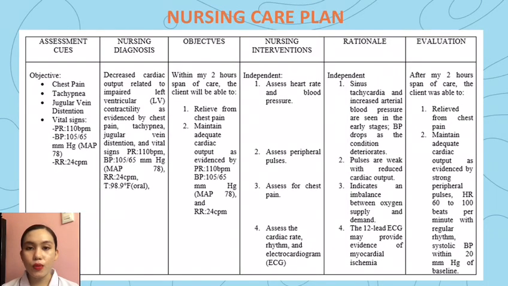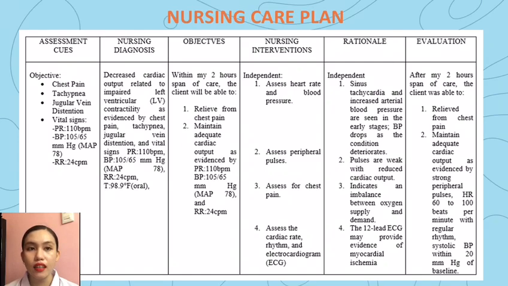So next, we have here another actual nursing care plan. For the assessment cues, we only have objectives: chest pain, tachypnea, jugular vein distension, and vital signs, which are pulse rate 110 beats per minute, blood pressure 105/65 millimeters of mercury, and MAP 78. And we also have the respiratory rate, which is 24 cycles per minute.